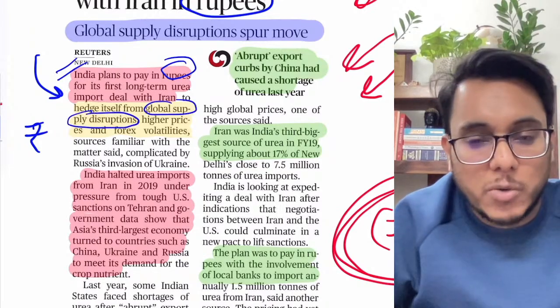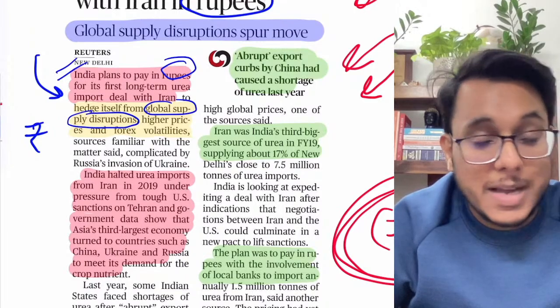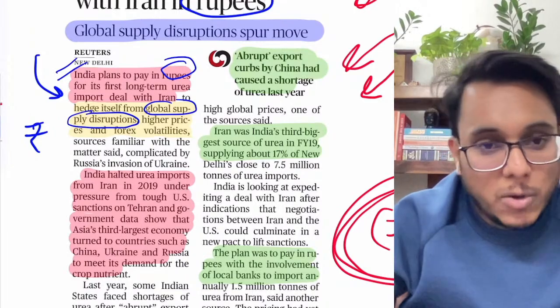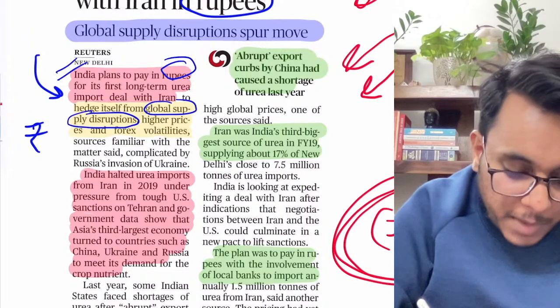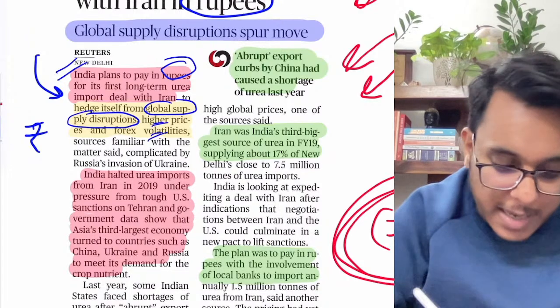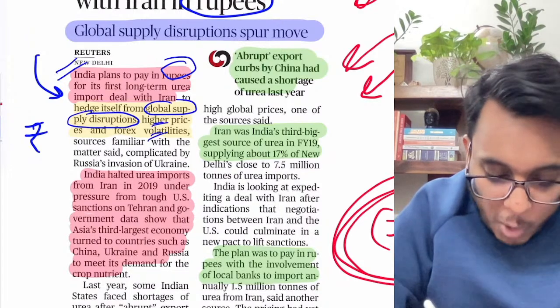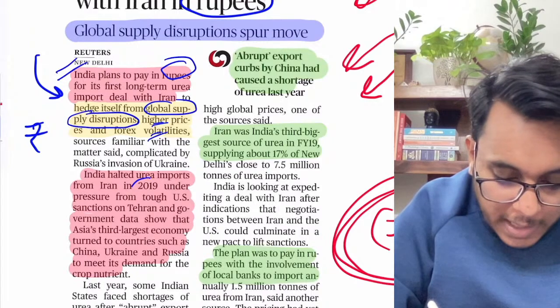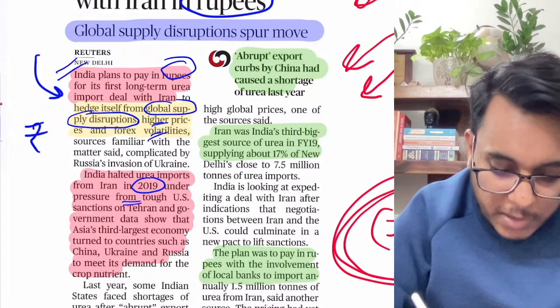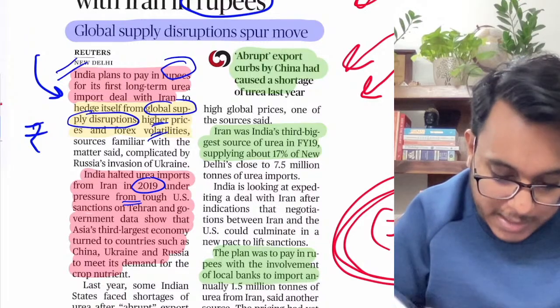Clear? Now by this particular thing we will hedge ourselves from the global supply disruption. I already told you that sanctions are being imposed on Russia, and if we are dependent on that only, there will be a problem: high prices, forex volatility. We have already seen that we halted the urea import from Iran in 2019 under pressure from the USA. Is it clear?